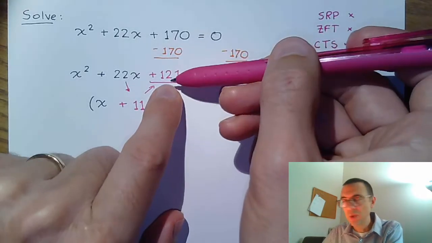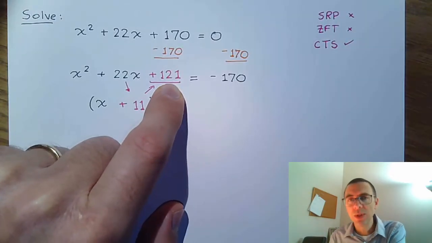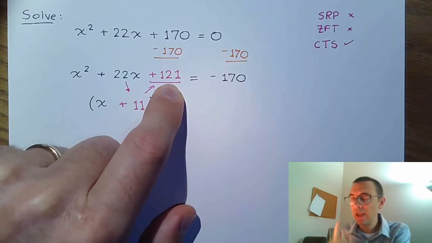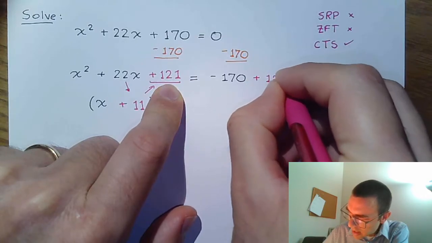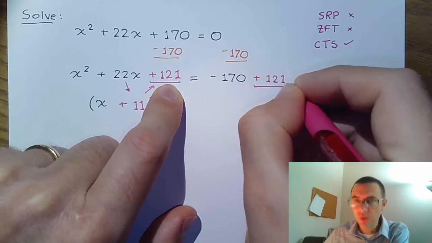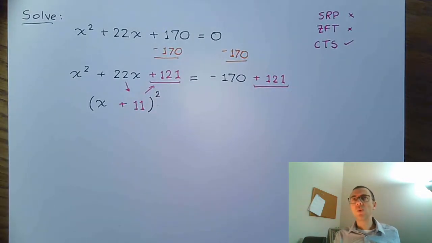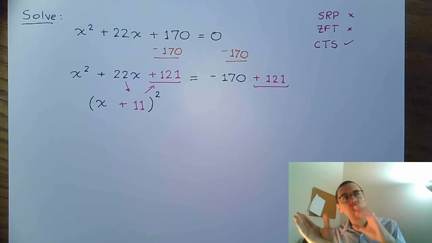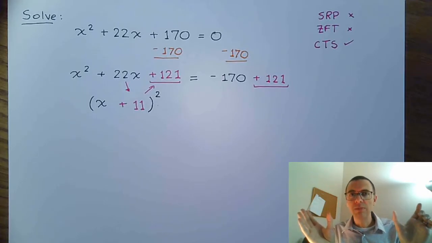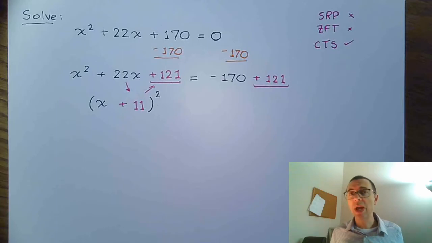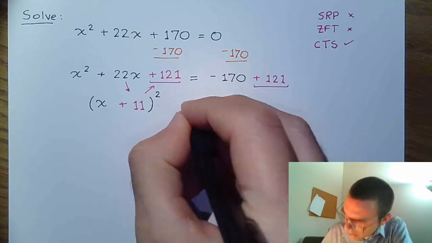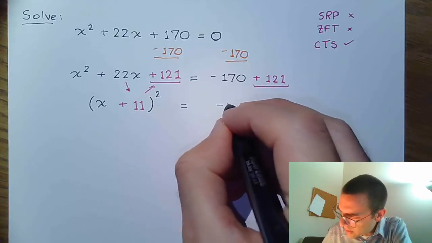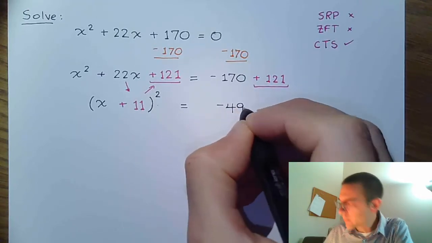So we needed 121 here, but by adding 121 to the left side we've changed the problem, unless I maintain balance and add 121 to the right side. The 121 on the left side helps us complete the square. The one on the right side maintains the balance that we're supposed to have in an equation. When I combine these terms on the right side, that's negative 49.